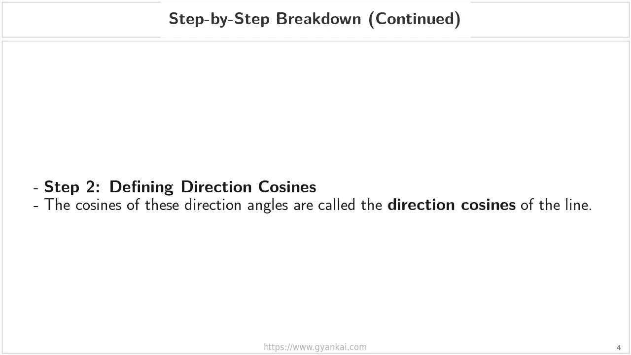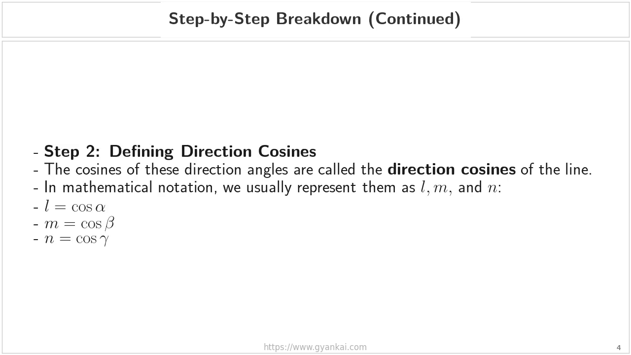Step-by-step breakdown continued. Now that we have identified our three direction angles, alpha, beta, and gamma, from the previous slide, let's move on to step 2, where we actually define the direction cosines. As the name suggests, the direction cosines are simply the cosines of those specific angles we just discussed. To make our mathematical notation cleaner and easier to work with, mathematicians typically represent these three values using the lowercase letters L, M, and N specifically.